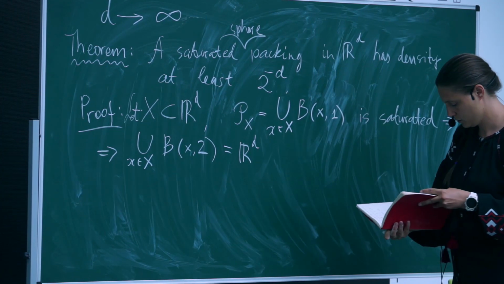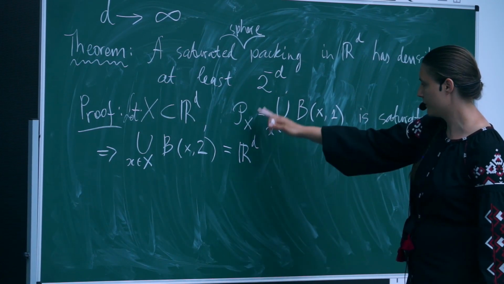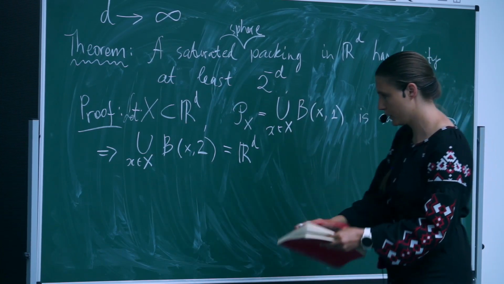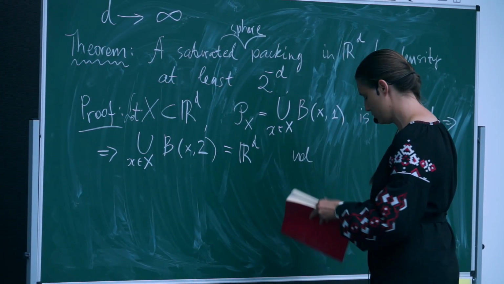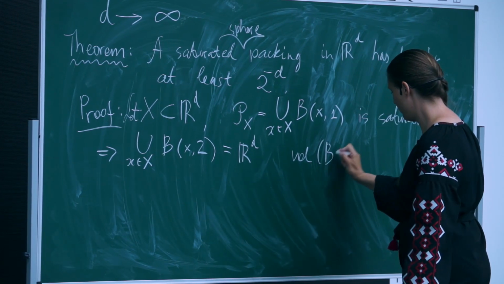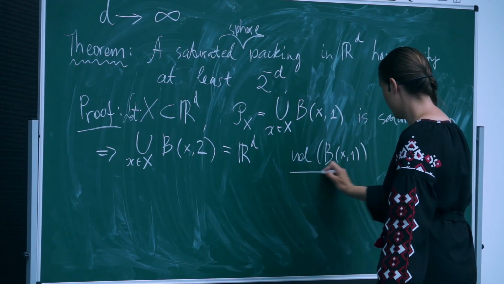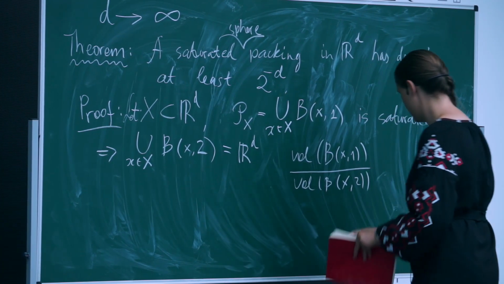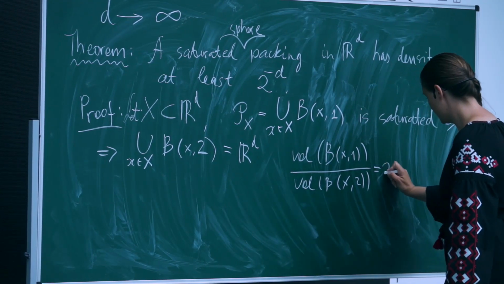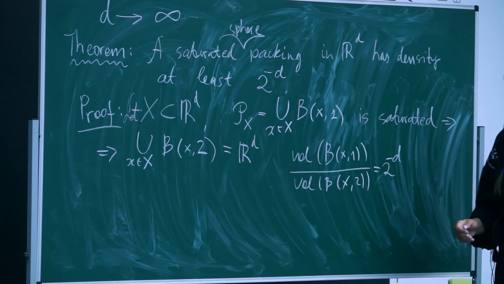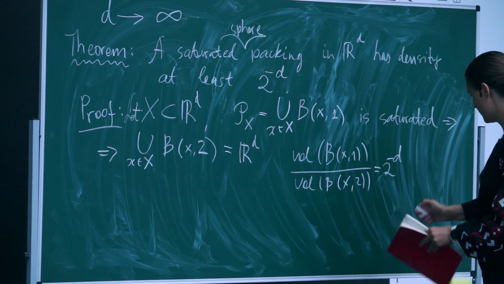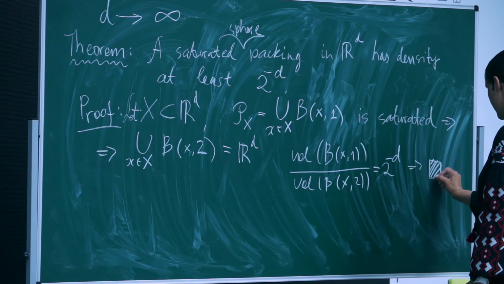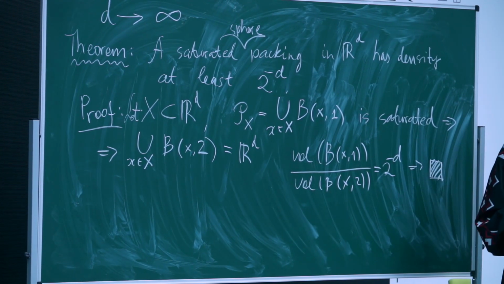Now, as we compute the ratio of volumes of the ball of radius 1 to the ball of radius 2, it would be 2 to the minus D. And this essentially finishes our proof.